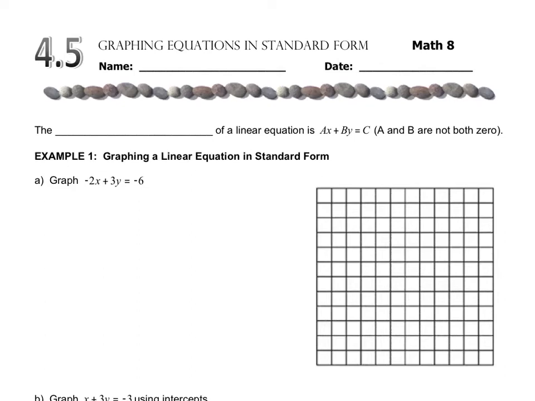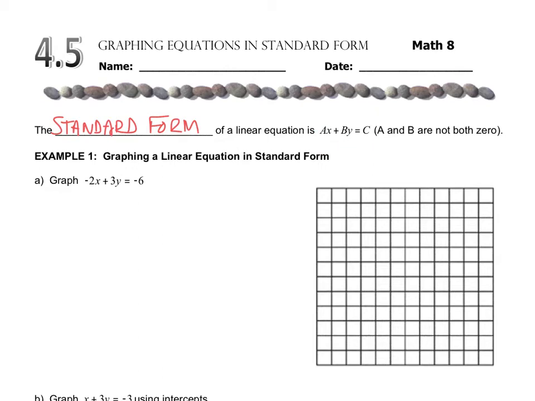Today we're going to talk about graphing equations in standard form. So standard form is another form of linear equations. Last time we just talked about the slope-intercept form, but the standard form of a linear equation is ax plus by equals c. So ax plus by equals c.